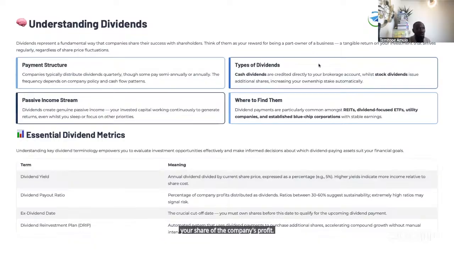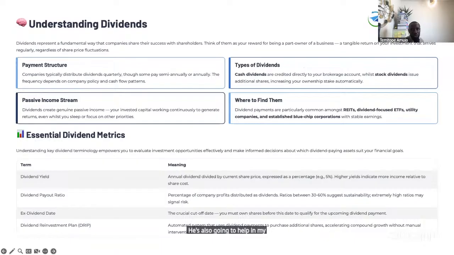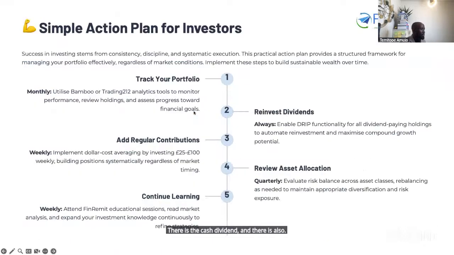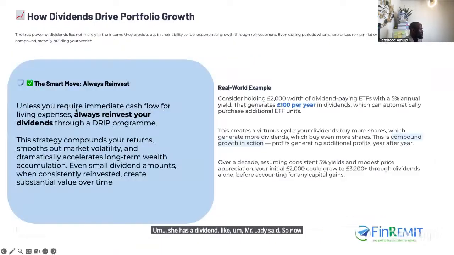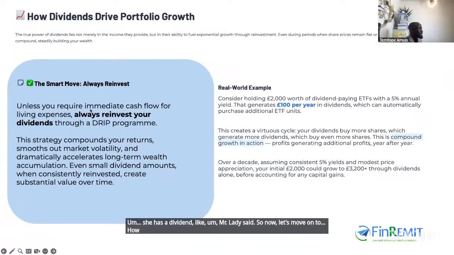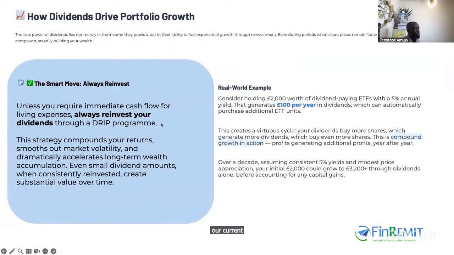However, some companies can make their own dividend be in form of, there are different types of dividends, which is also going to help in my discussion going further. There is the cash dividend, and there is also share dividend, like Mr. Lide said. So now let's move on to how dividend can drive your portfolio. How can dividend drive your portfolio growth?